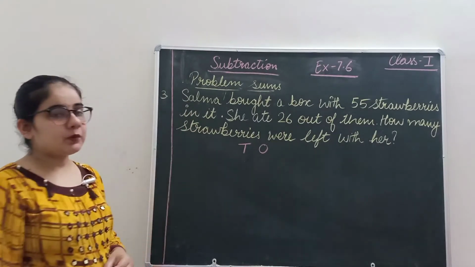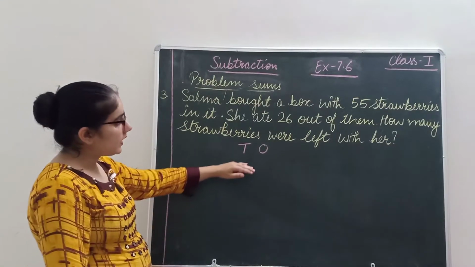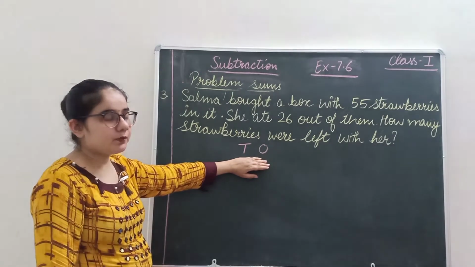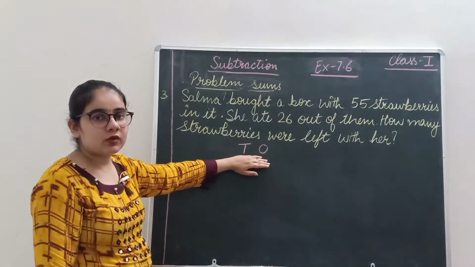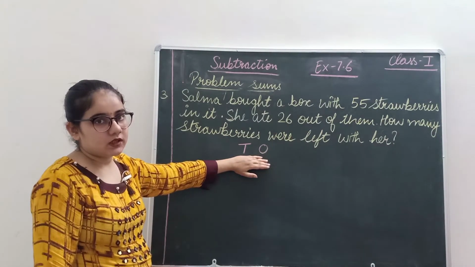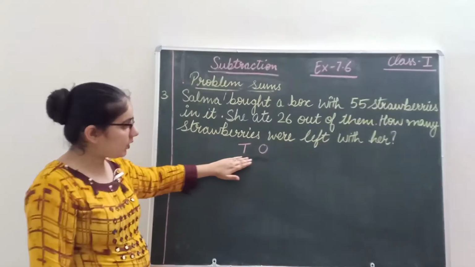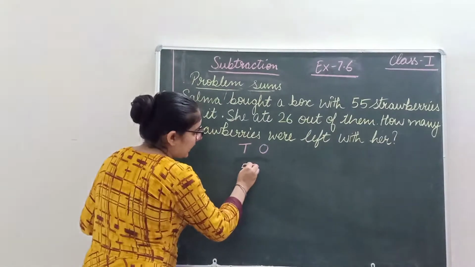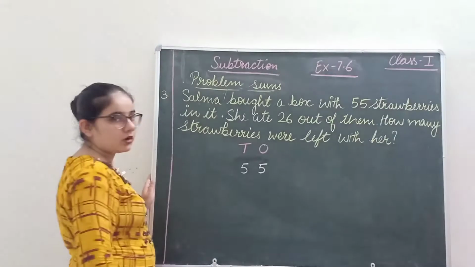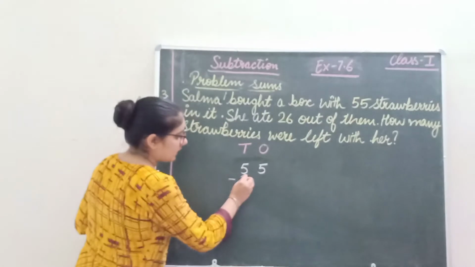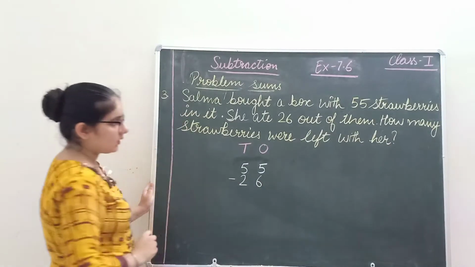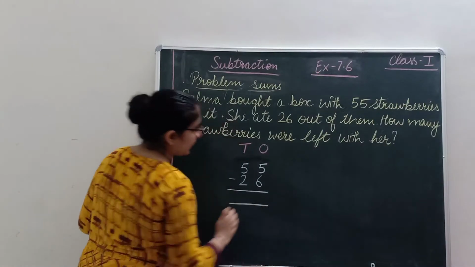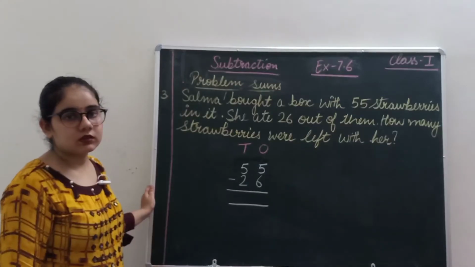Students, one more important thing. It is important to leave one box here for writing borrowing digit. Okay. So leave one box after writing places, and then write total number of strawberries in box. Then write number of strawberries she ate, and then subtract and find the leftover strawberries.